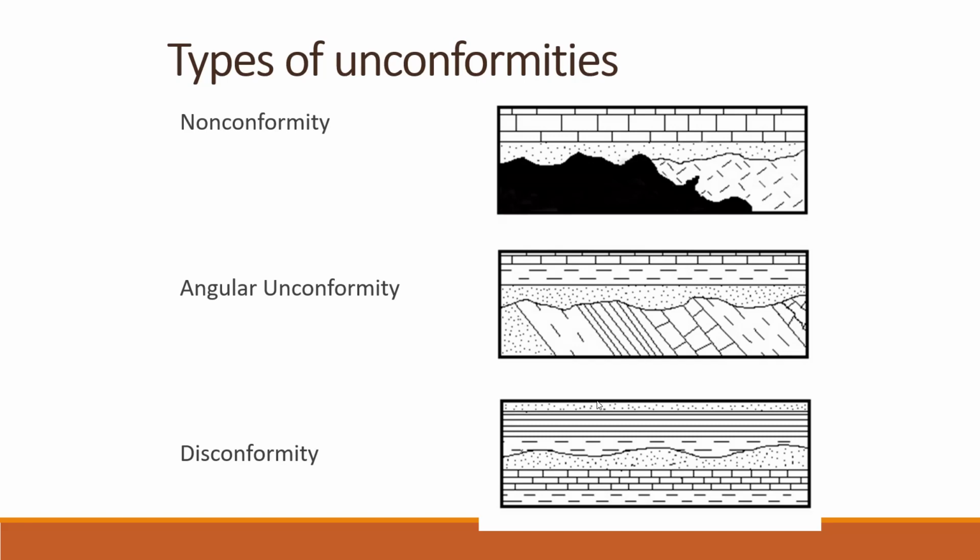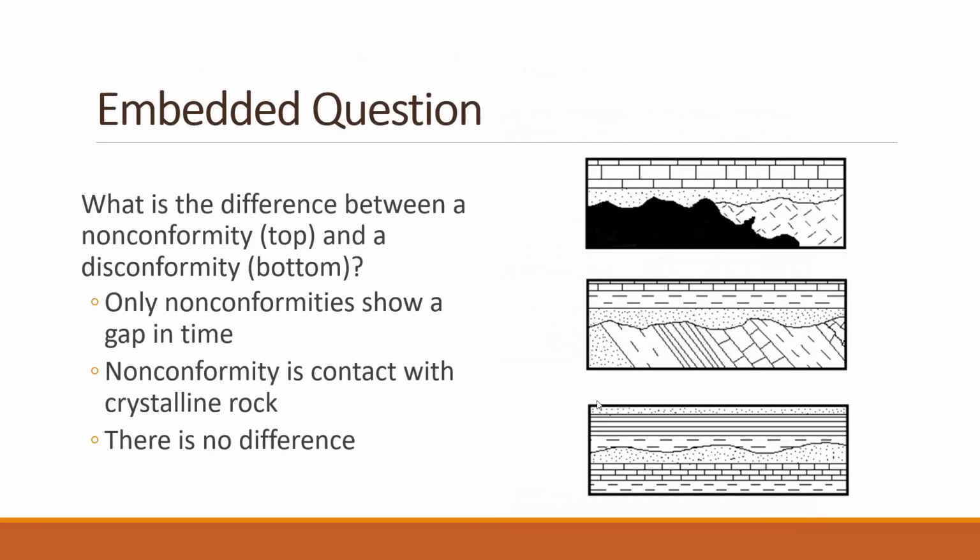We have a nonconformity that's here at the top. This is where we have sedimentary rock overlying crystalline rock. We have angular unconformities in the middle, which is where we have beds of different dips, so they're angled at drastically different angles on either side of the unconformity. And the final one is a disconformity at the bottom. A disconformity is just a gap in deposition. So we have either a period of erosion or just a pause in deposition, and these can be very hard to find.